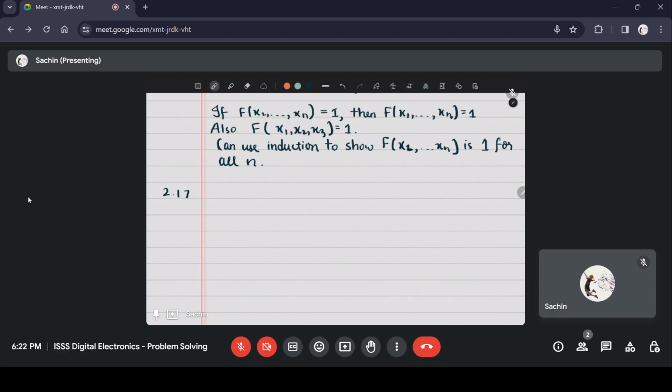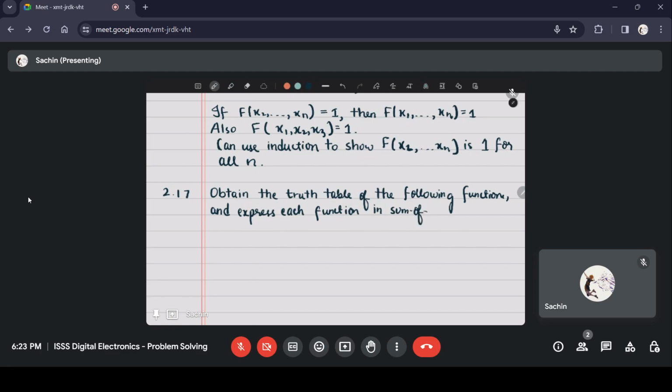And we'll go to question 2.17. Question 2.17 is the following: obtain the truth table of the following functions and express each function in sum of min terms and product of max terms form.